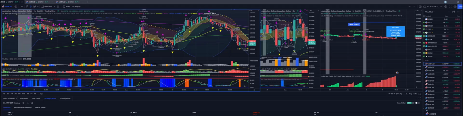Hello, this is the Forex Week in Review for the 28 Forex currencies, the majors and minors, for the 29th of May to the 3rd of June. I'm going to start off with the Aussie dollar, Canadian dollar.